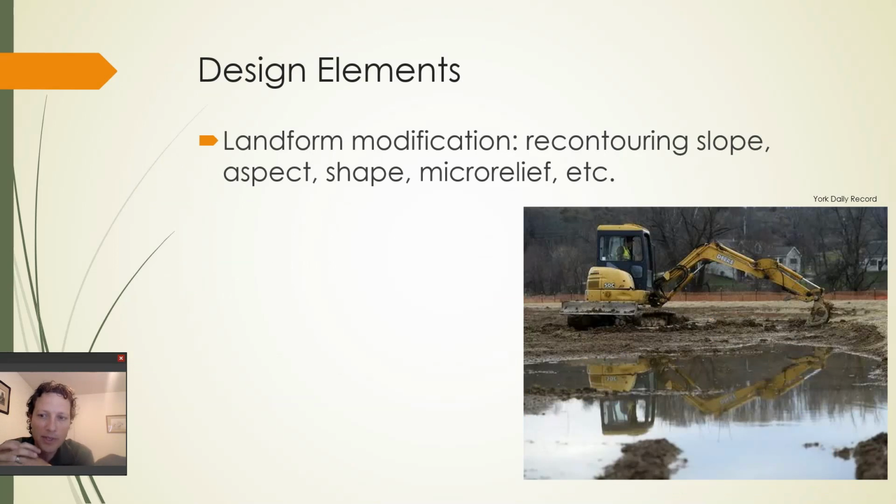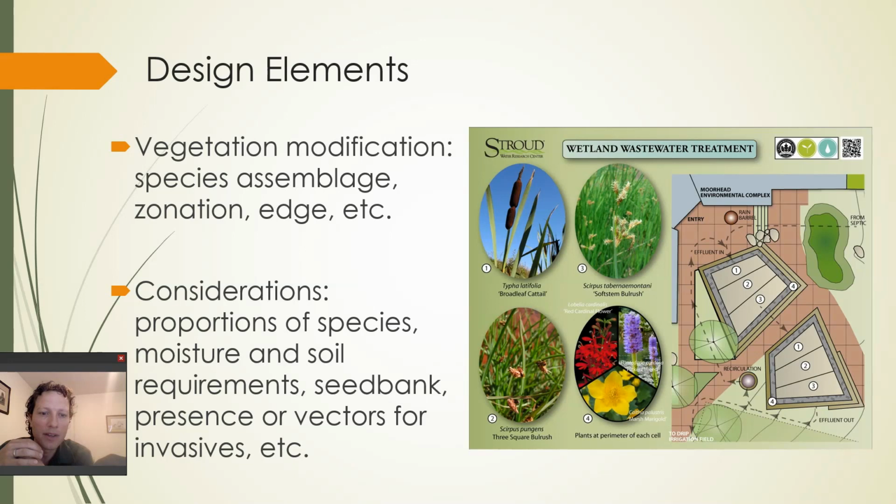Okay, another really important thing to be thinking about is landform modification, and this will also be included in your design package. In this case, it's really just what you're doing with a bulldozer or a backhoe or equipment like that. What are you doing to reshape the land, to recontour slopes, to adjust the aspect or shape or micro relief of the site? Pretty obvious. That landform modification feeds directly into this design element.